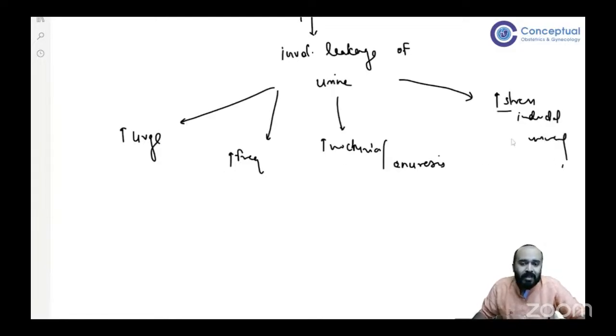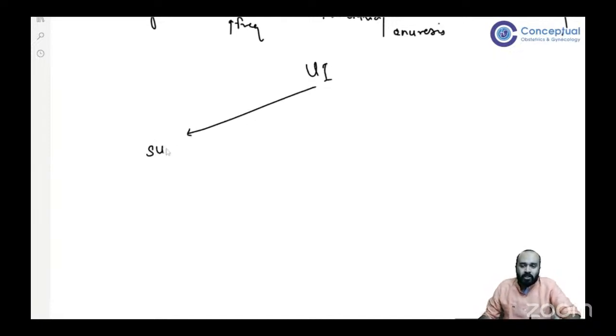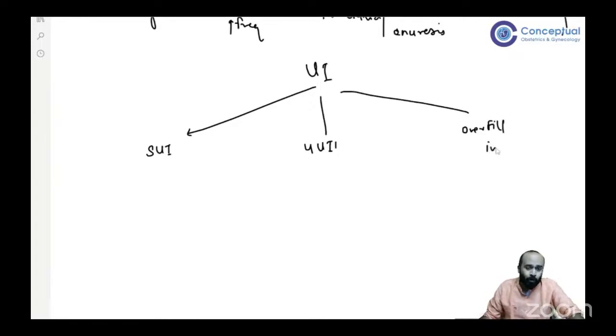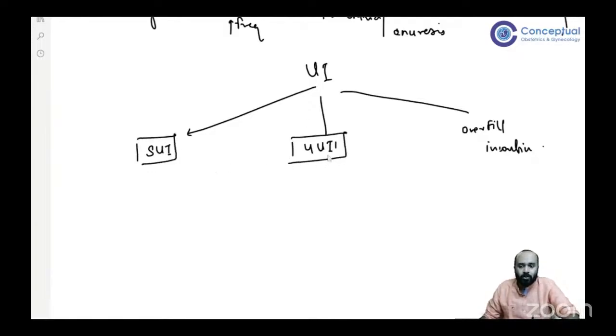So these are going to be your major complaints that these women come to you with. This gives me a classification. This broadly classifies my urinary incontinence under 3 headings. First is going to be stress urinary incontinence. Next is going to be urge urinary incontinence, and last is going to be overfill or overflow incontinence. I'm going to be discussing all of them, but my major discussion is going to be on these two today.